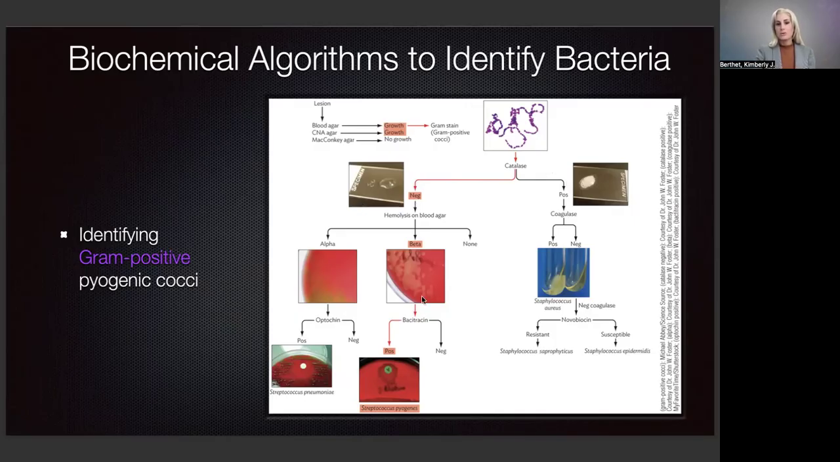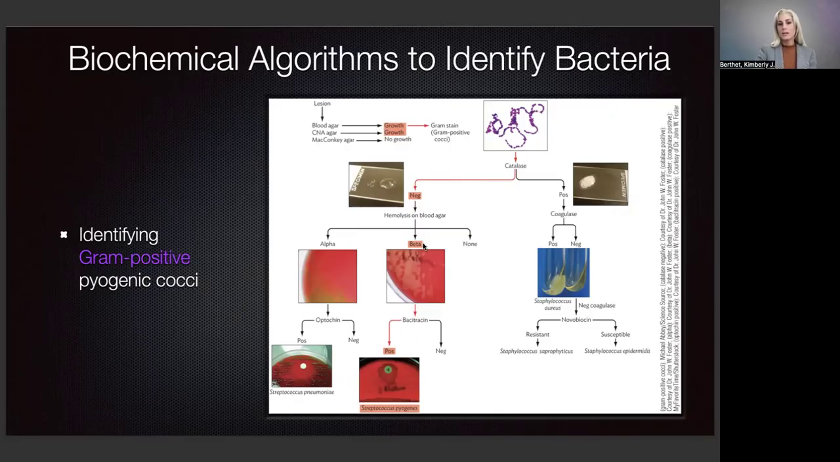Then we can go ahead and do hemolysis on blood agar. Is it alpha, beta, or none? Here we see that we have beta hemolysis. So we see those red blood cells are lysed open. We do bacitracin and we see if it's positive or negative. We see bacitracin was positive. The microorganism cannot grow around this impregnated paper that has the antibiotic bacitracin on it. That lets us know that this is Streptococcus pyogenes being sensitive to bacitracin. And that's how we identify our organisms.